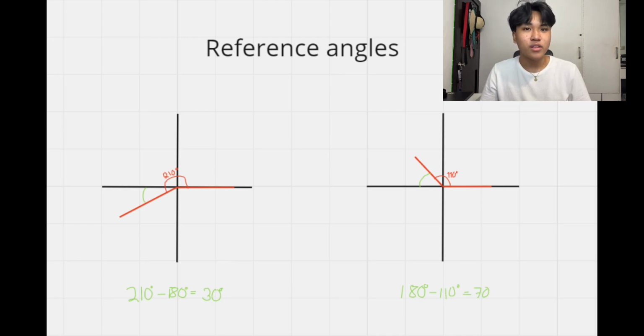Our first example, the angle's measurement is 210 degrees. Because the terminal side is in the third quadrant, what we do is we subtract 180 from the angle, which is 210 degrees. And with that, we get 30 degrees. And that will be our reference angle. For our second example, the angle's measure is 110 degrees. Because the terminal side is in the second quadrant, what we do is we subtract the angle, which is 110, from 180 degrees. And with that, we will get 70 degrees as our reference angle.